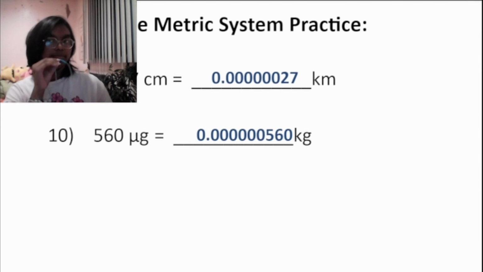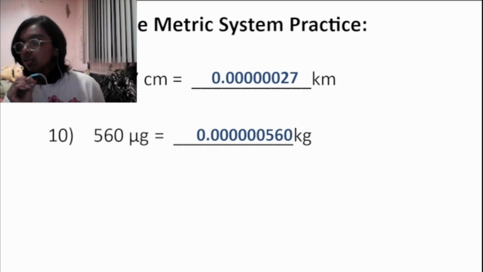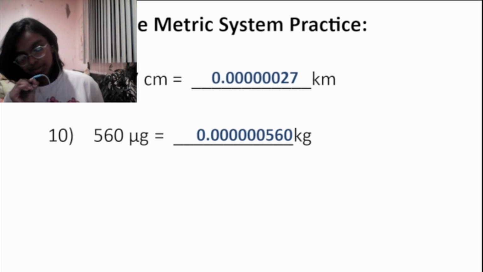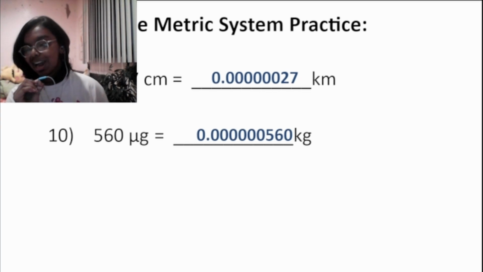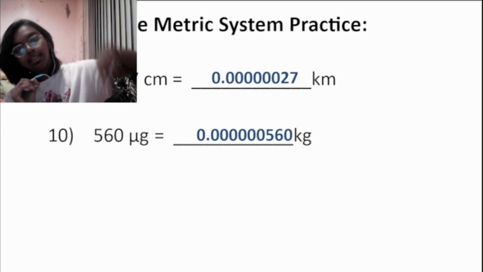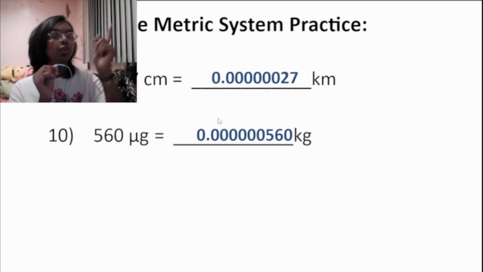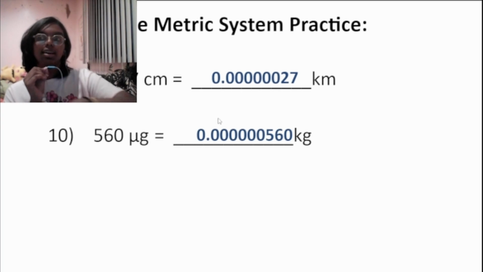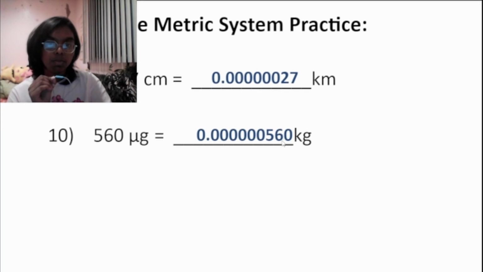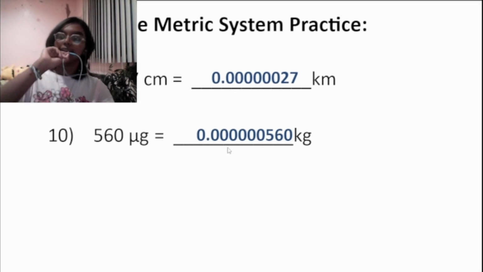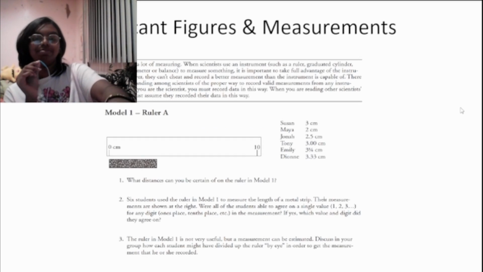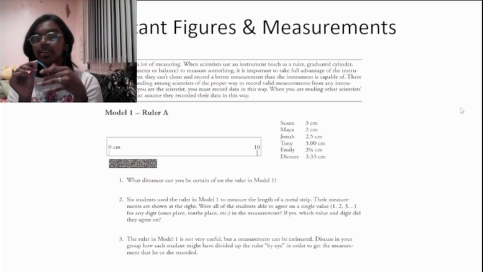And then 560 micrograms is that many kilograms, right? Why? Micrograms is 10 to the negative 6 power, right? And kilograms is 10 to the positive 3 power. So you're moving up the scale 9 times, because 6 plus 3 is 9. So you move the decimal place to the left 9 times. 1, 2, 3, 4, 5, 6, 7, 8, 9. Yes, just double checking to make sure I did my math right. There you go.